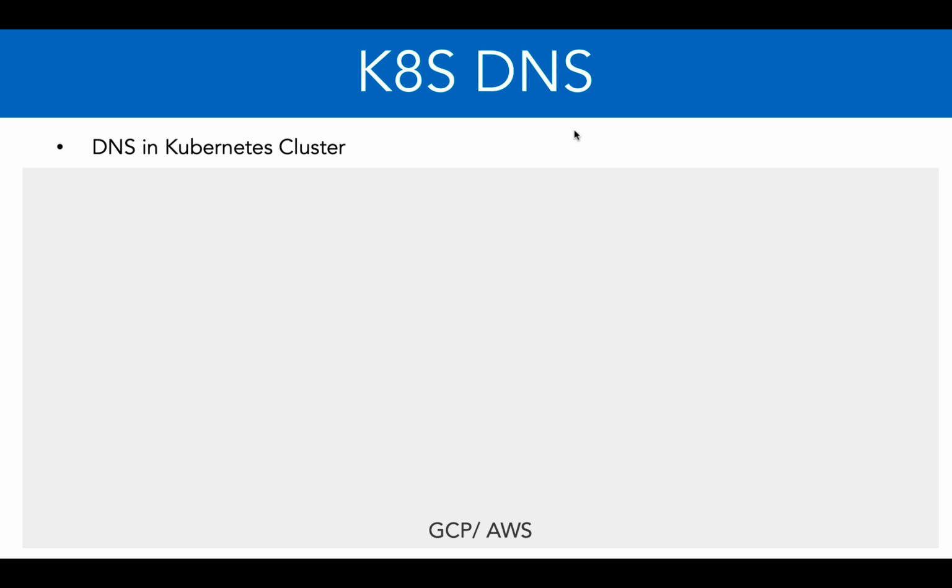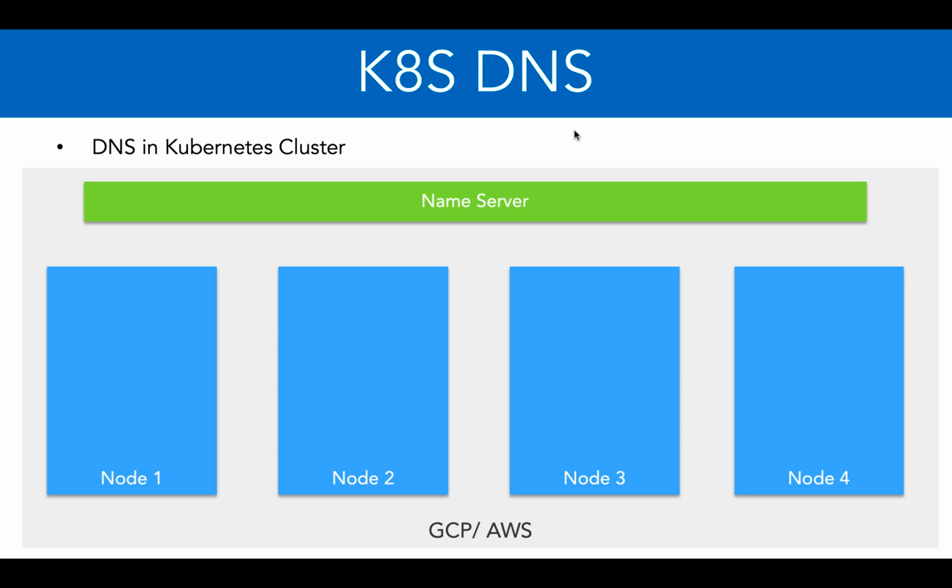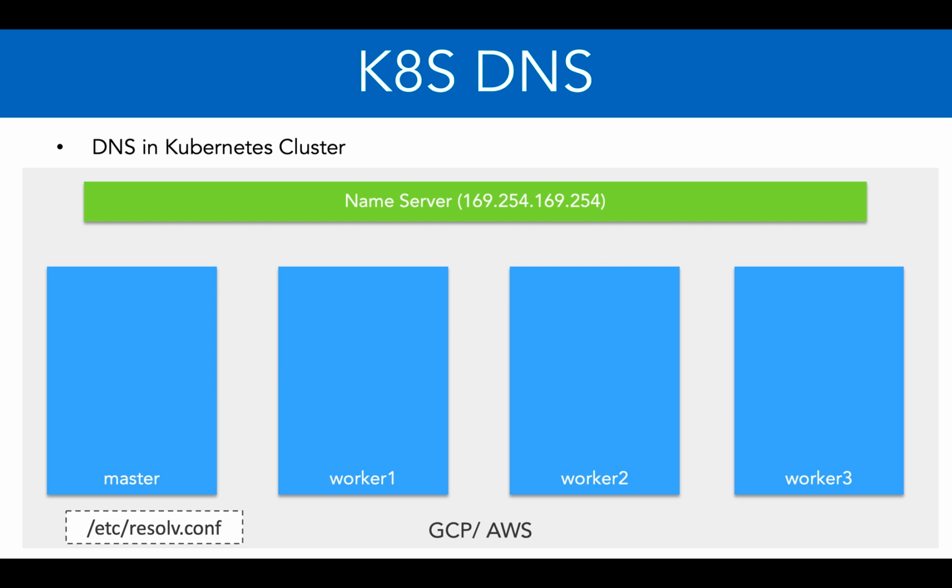Having said that, let's try to visualize a little bit more. You can use either GCP or AWS or Azure also. Now this is my cluster. We have node 1, node 2, node 3, node 4. Node 1 is the master node and the remaining are the worker nodes. We have a name server at node level. In case of GCP, you have seen that it is 169.254.169.254, and it is the same for AWS also, I guess. Now this resolv.conf would be there in all the nodes. Node 1, node 2, node 3, node 4, all of them would have resolv.conf pointing to 169.254.169.254.